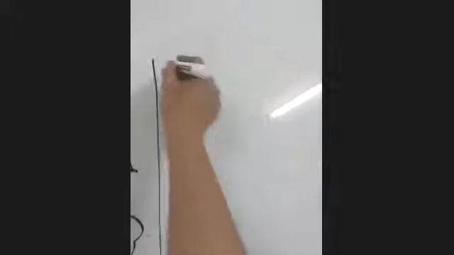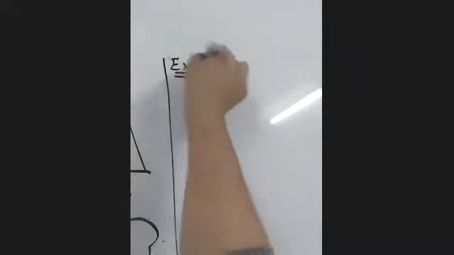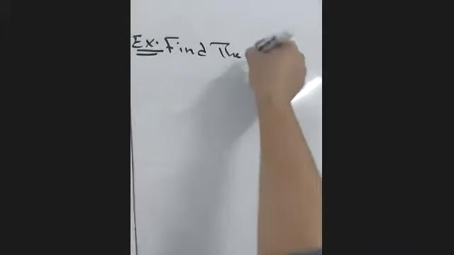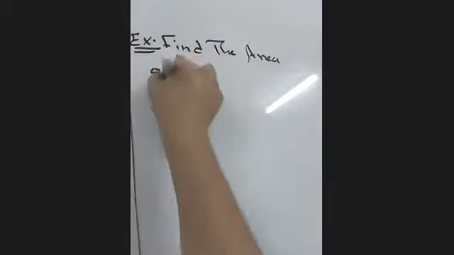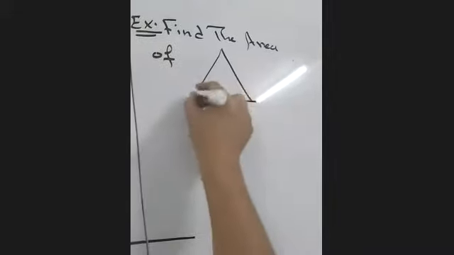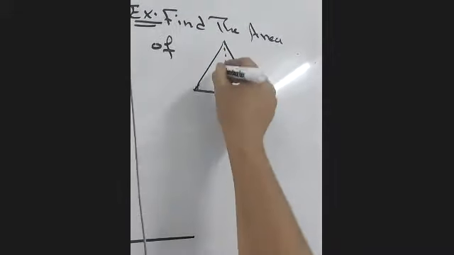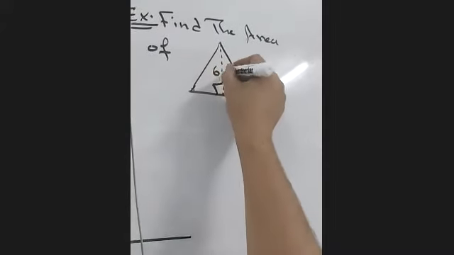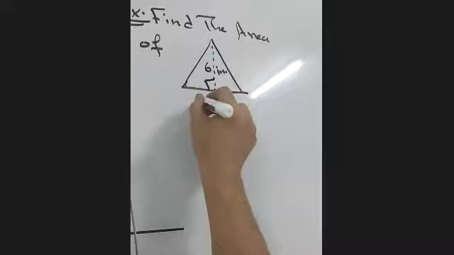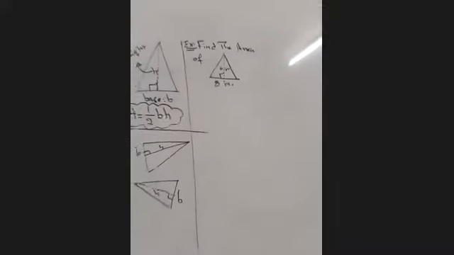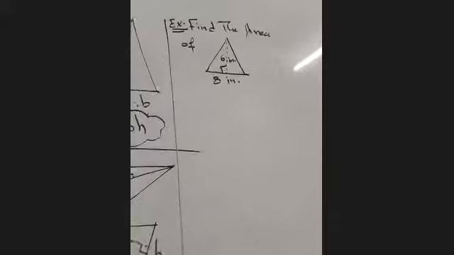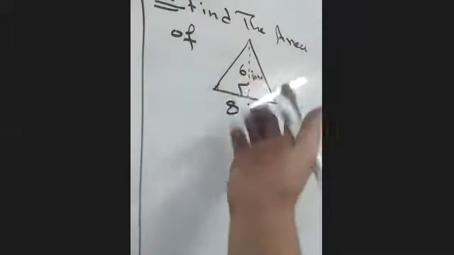Example. Find the area of this triangle, assuming the height is 6 inches and the base is 8 inches. Now, the first step, guys, we always write the formula. So A equals, what's the formula for the triangle?